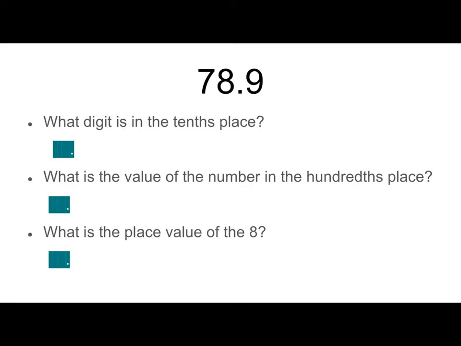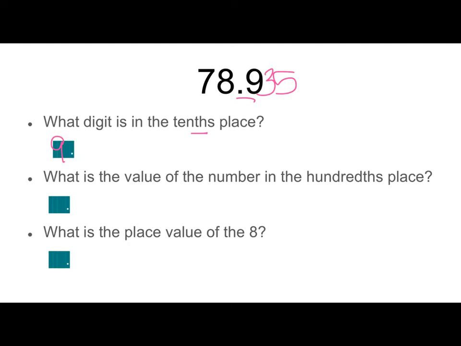What digit is in the tenths place? Well, what digit is the number? So it's a 9 in the tenths place. What is the value of the number? So your number actually has a 3 and a 5 behind it. We're going to add that in. So now it makes more sense with what is the value of the number in the hundredths place.